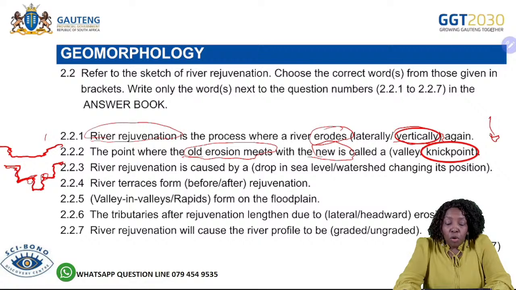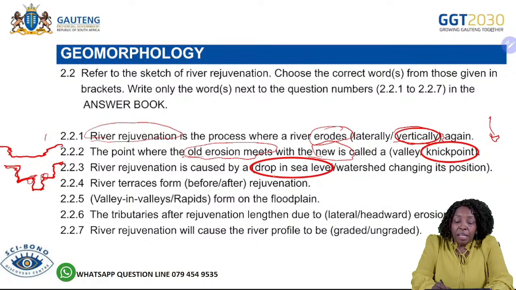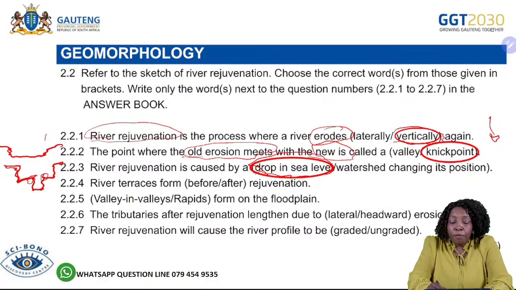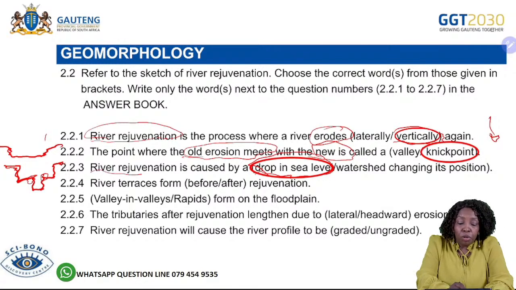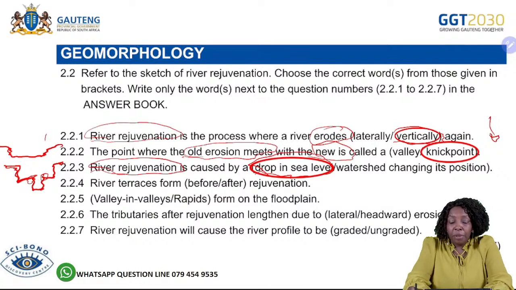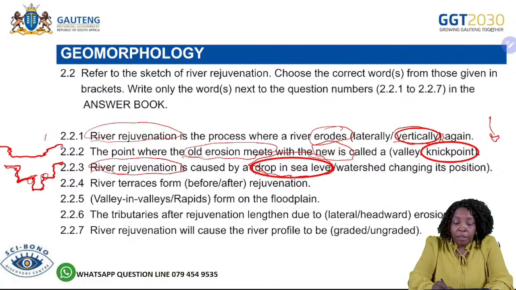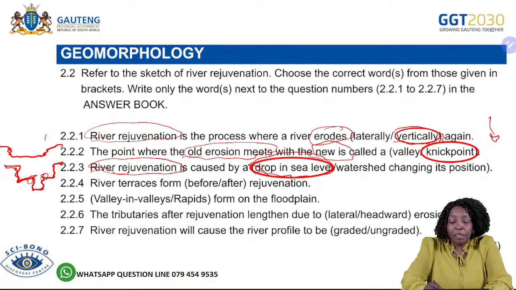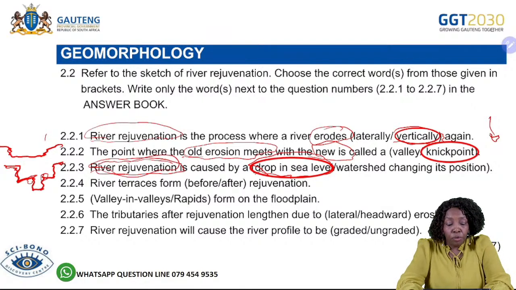River rejuvenation is caused by a drop in the sea level or the watershed changing its position. When the sea level drops, it allows the water to flow faster, so this results in river rejuvenation taking place. As the water flows faster, it becomes more erosive, and this then results in the development of river rejuvenation.